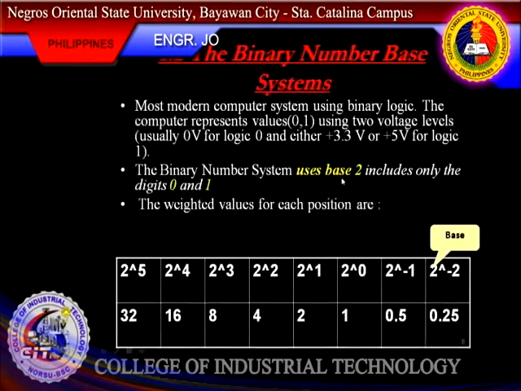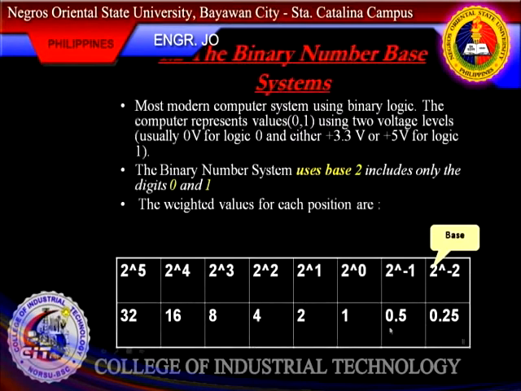Okay, the binary number system uses base 2, so again includes only the digits 0 and 1. So the weighted values for its positions are like this one. Actually, we're not going to use negative exponential form because it is not usually used in our conversion. So again, starting from 0, since all the bases used here are number 2 because we're in the binary number system and our base is 2. And this one, 0 is in the exponent, starting from 0, 0, 1, 2, 3, 4, 5, 6, 7, and so on and so forth. But I'm not going to use this one for the binary system.